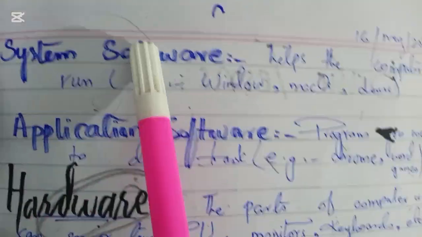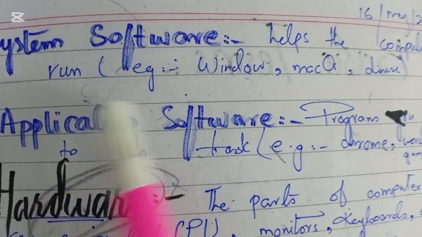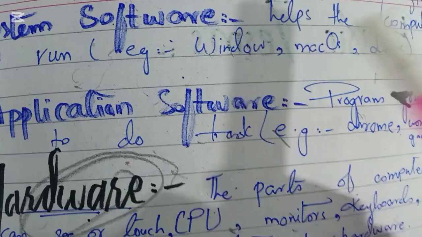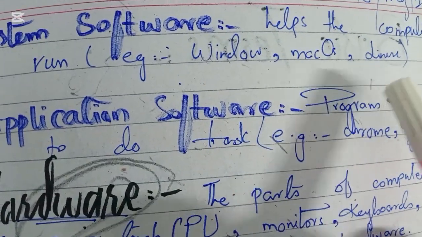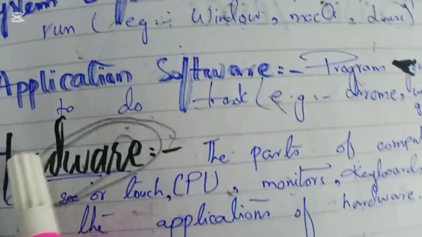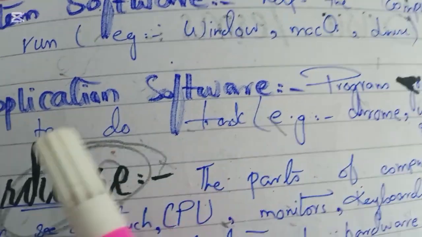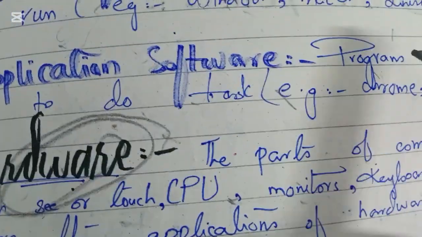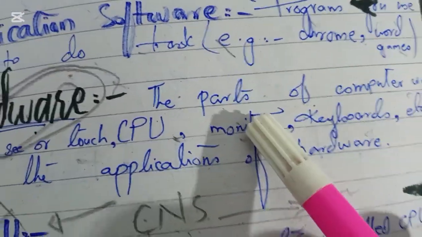Let's talk about these parts of software. System software helps the computer to run. Basically it tells the computer how to run. For example, Windows, Mac, Linux, etc. There are thousands of system software. Application software are programs you use to do tasks on the computer. For example, Chrome, Word, games, etc.